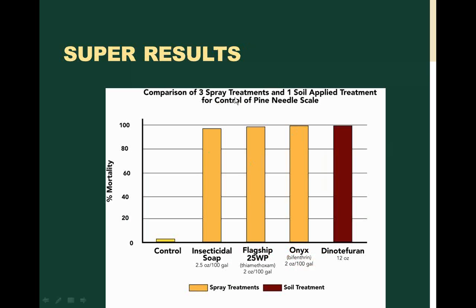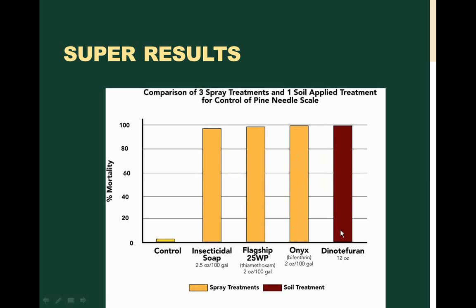Here's an example of comparing 3 different spray treatments compared to one treatment of soil-applied Dinotefuran for pine needle scale. As long as your timing is correct, you're going to get good control on all of them. But what does Dinotefuran do? It frees you up. It allows you to make that application a little bit earlier than necessary and not hold your feet to the fire with insecticidal soaps and a lot of these other foliar treatments. You have to do it exactly when the crawlers have emerged.